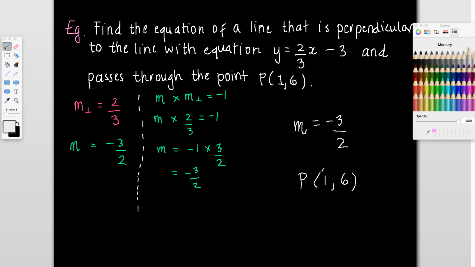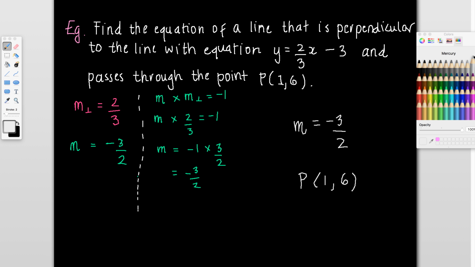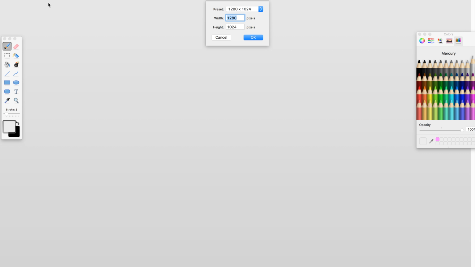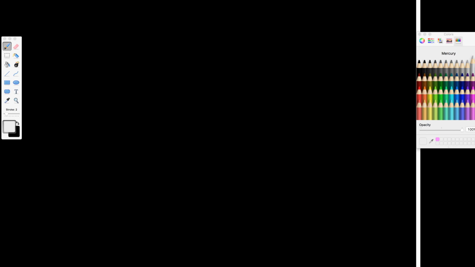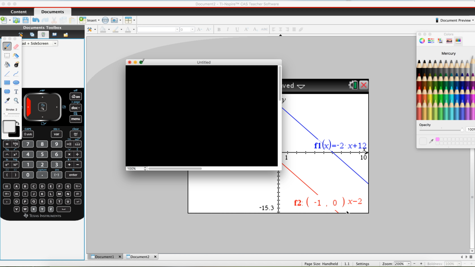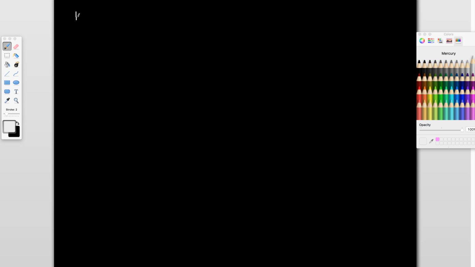I might actually bring up a new page for this because I have run out of space. And I'll just copy across the information I had as well. So I had m equals -3/2, and the point itself was (1, 6). All right, so let's do this. We've got our point-gradient form, which looks like this.